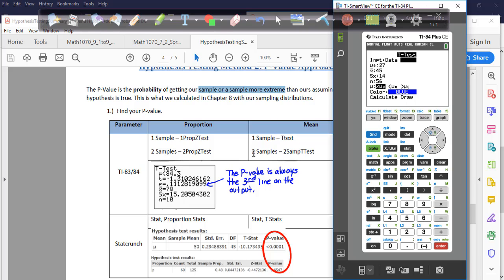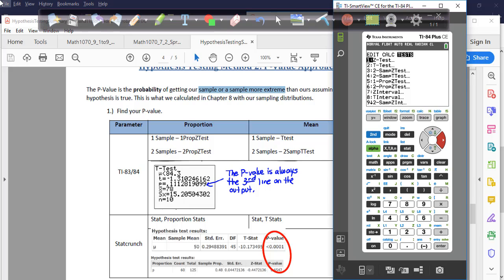If you have two samples, we're using two-samp t-test. We don't know the population standard deviation. We don't know sigma. All we know is S, the sample standard deviation. That's why we're using the student's t distribution and everything has a t in it. If this is a proportion problem and you want to find your p-value, if you have one sample, you're going to one prop z test. If you have two samples, you're going to two prop z test.